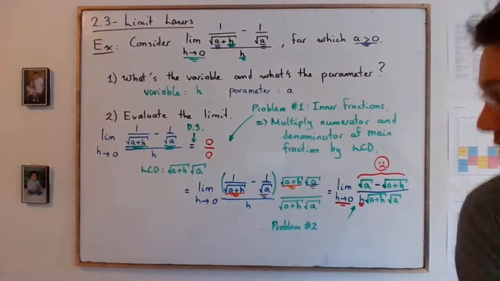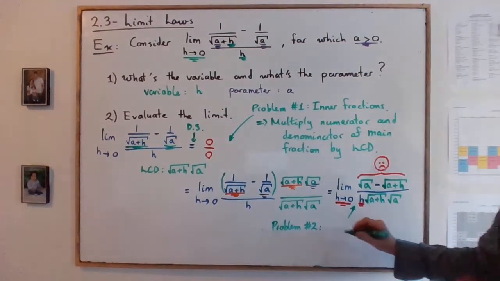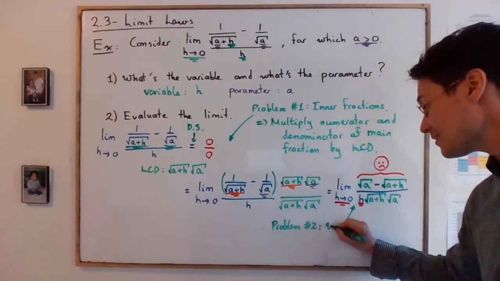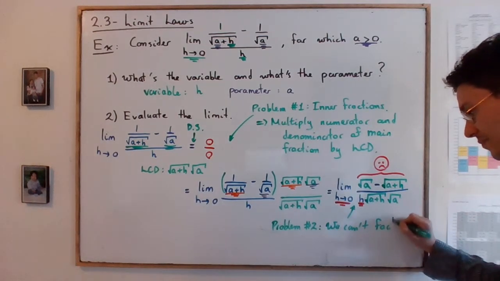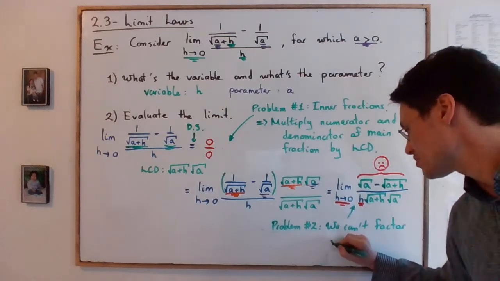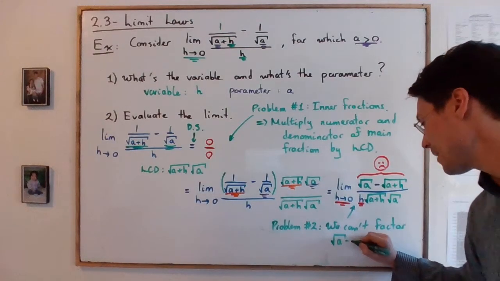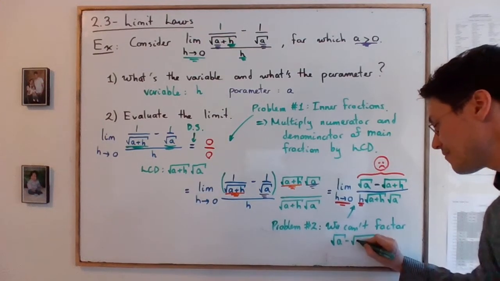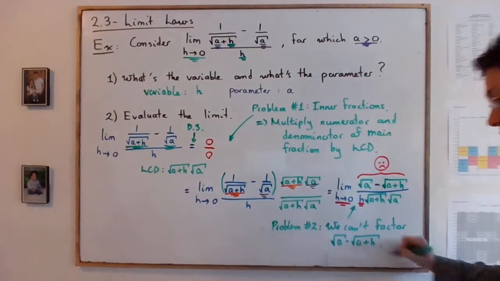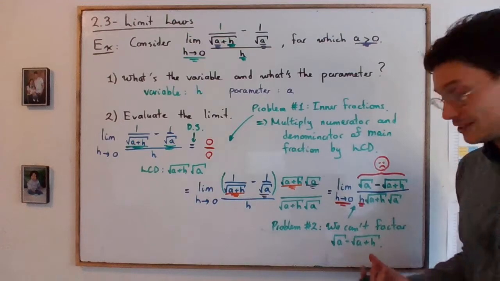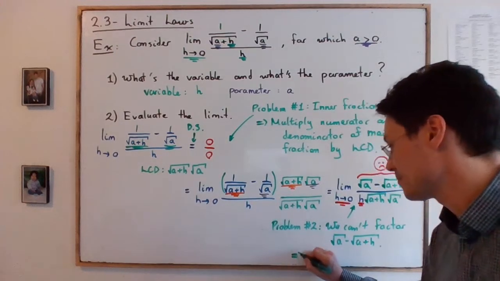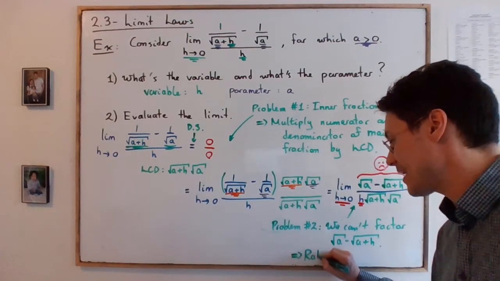So here we go. Problem number 2 is that we can't factor the square root of a minus the square root of a plus h. But fortunately, we already know how to handle it. We're going to rationalize it. So rationalize.